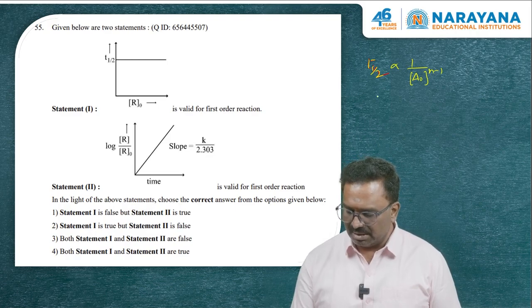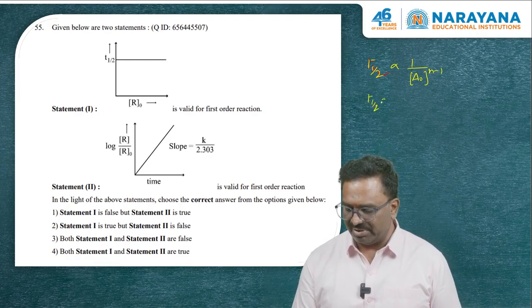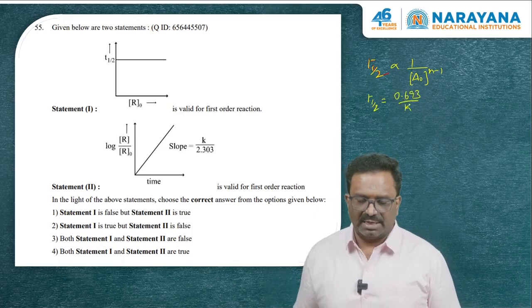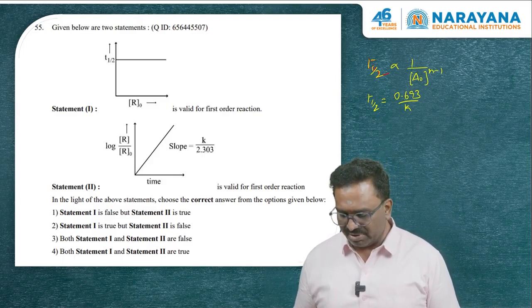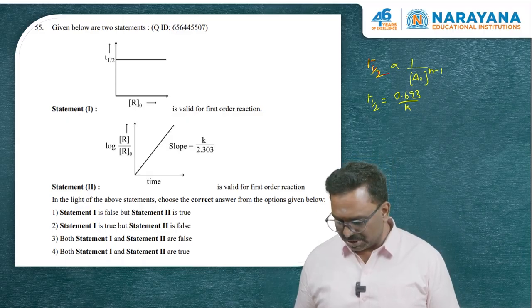That means this is a first order reaction. For first order, half-life is equal to 0.693 by rate constant. That means it is independent of initial concentration. So statement 1 is valid for the first order and is the correct relation.